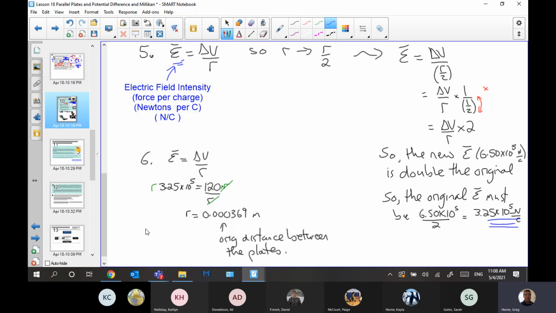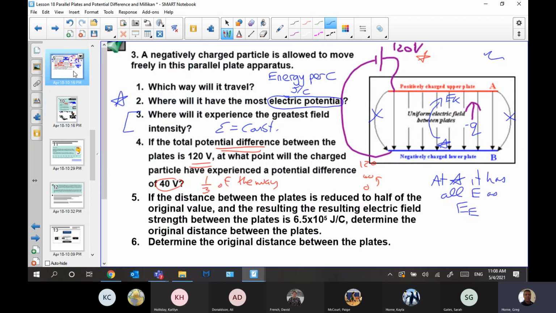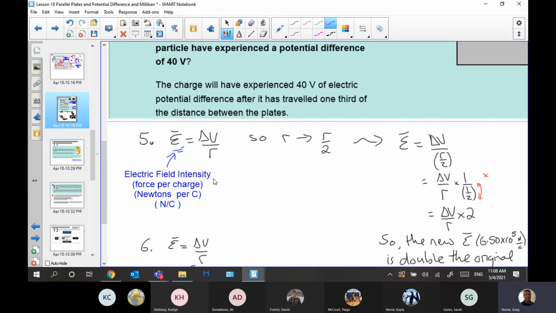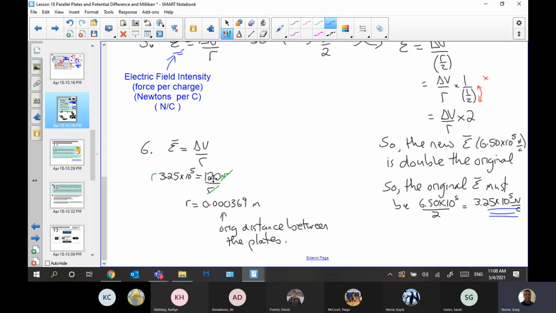So the original distance between the plates was 0.000369 meters. In other words, whatever that is in millimeters, 0.3, 0.4 of a millimeter. Very realistic, actually. Kind of a tiny little space between the plates. So with the assistance of the associated video from this lesson and the worked solution, I'm hoping you can master this and with confidence be able to work your way through these things. Okay.